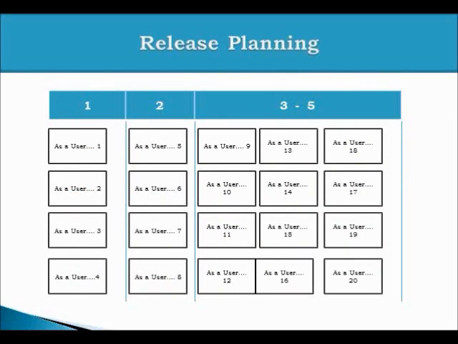And at the end of this, we get a release plan where we identify that these are the stories which will get developed in iteration 1, these are the stories which will get developed in iteration 2, and the rest of them will get developed in 3, 4, 5.